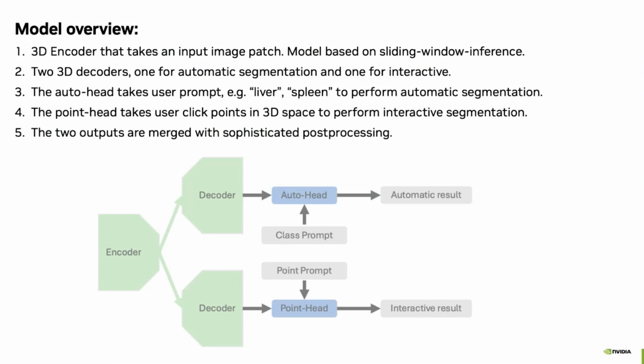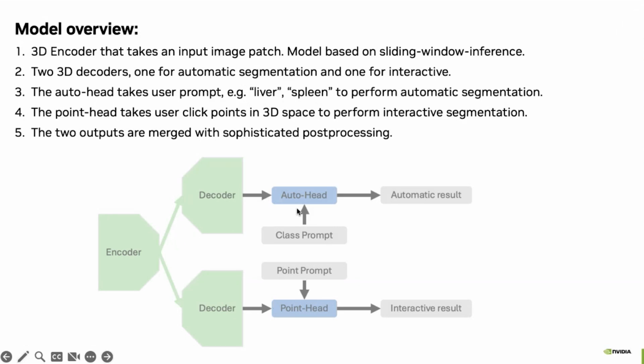First we'll go through the model overview. This figure is the network structure of VISTA-3D. We first have a 3D encoder, which is based on 3D convolutions. We take the input image batch. The whole pipeline is based on the traditional sliding window inference, which gives the best performance in 3D. And we have 2 3D decoders, one for the automatic segmentation, and the other one for the interactive.